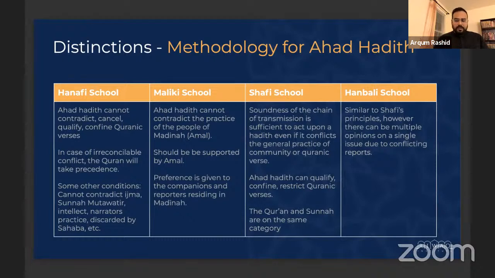Actually, I'll get to this in a bit. Let's look at the Maliki school. In the Maliki school, we did this in our last class under the category of Amal of Ahl Medina, the practice of the people of Medina. So khabr ahad cannot contradict the practice of the people of Medina. Does anybody know why the Malikis don't allow it to contradict the practice of the people of Medina?